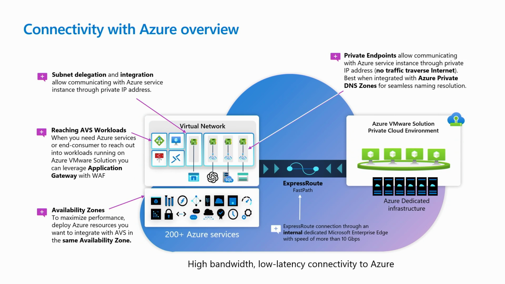We have private endpoints that create another secure connection for talking to Azure services. You don't traverse the internet. And then the private DNS zones, so you can look up the FQDN and get the proper IP for the internal VM. Subnet delegation and integration. Items like Azure NetApp Files, they have a delegated subnet, or you can create one for your private endpoints, and that just helps secure everything with that private IP address. And then getting into AVS, we can use things like an application gateway with a web application firewall to make sure everything's secure and you can get in.